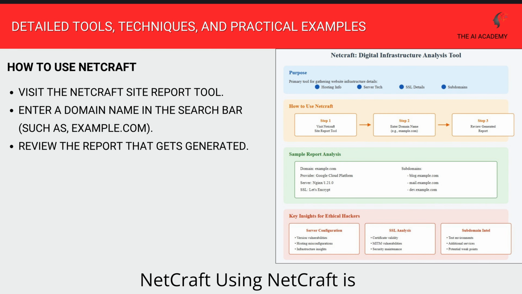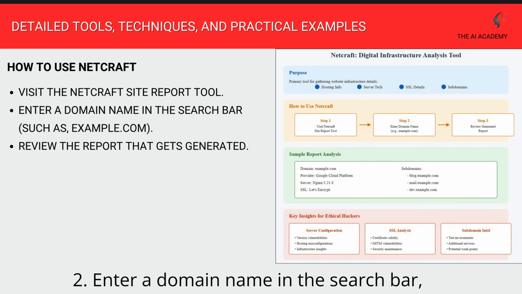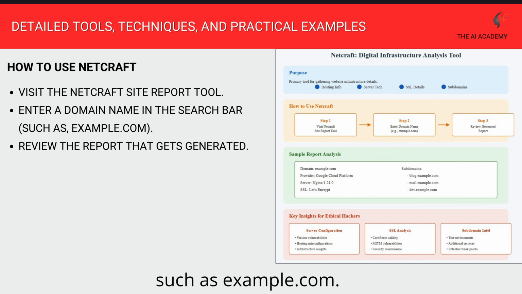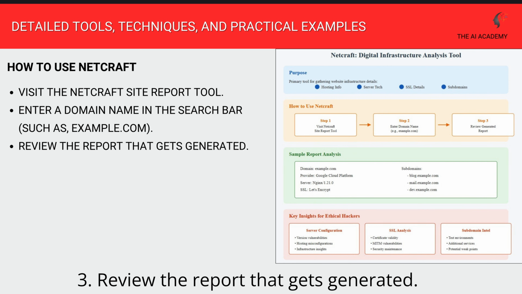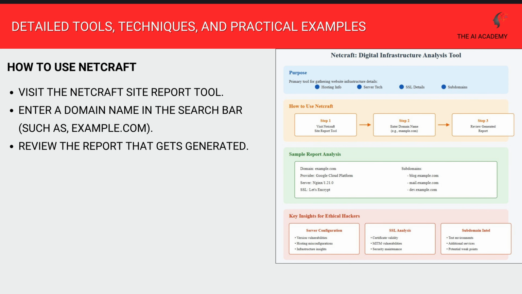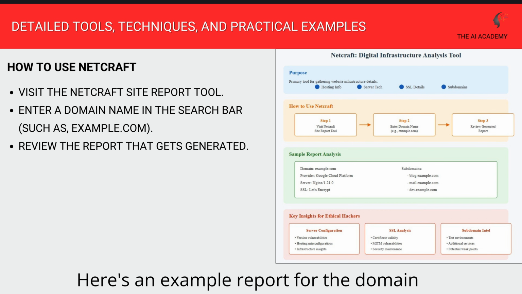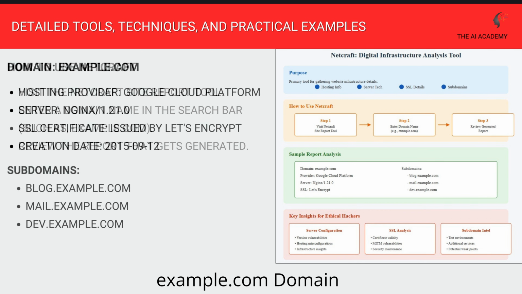How to use Netcraft. Using Netcraft is straightforward. 1. Visit the Netcraft Site Report tool. 2. Enter a domain name in the search bar, such as example.com. 3. Review the report that gets generated. Here's an example report for the domain example.com.